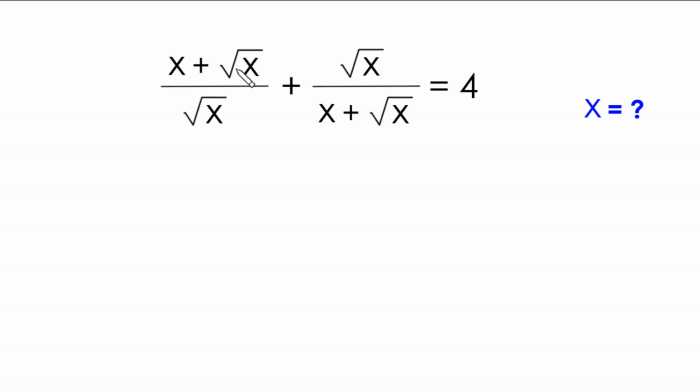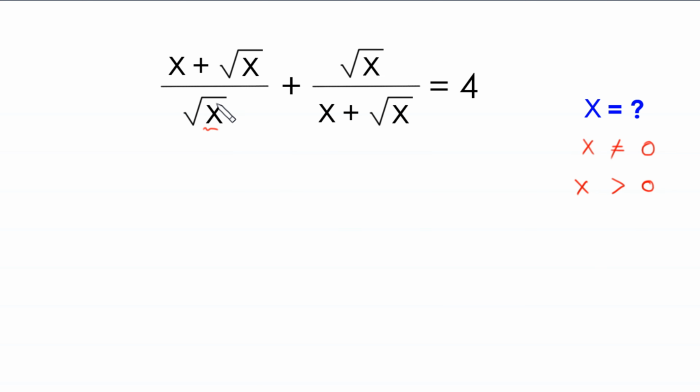x plus root x divided by root x plus root x divided by x plus root x is equal to 4. Our job is to find all possible values of x. So let's start. Since x is in the denominator, x cannot be equal to 0. And for real solutions, x must be greater than 0.